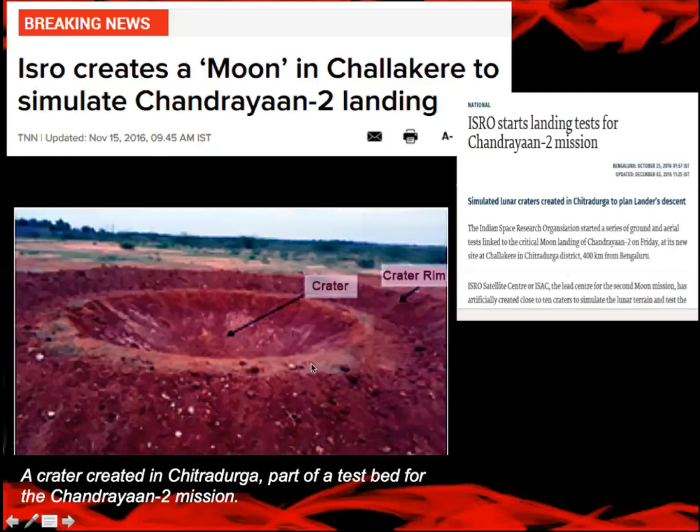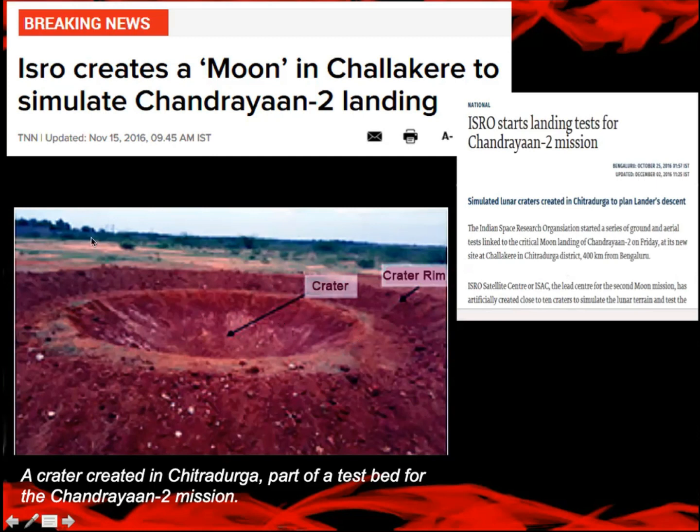Another important aspect is that if you are planning for a mission, then geology can play another role also. We can create an artificial impact crater, like this one in the Challakere region in Karnataka, India. You don't have to worry about the area name. The important aspect here is that crater. Here a crater has been created, and then rover and lander test bed experiments have been conducted.